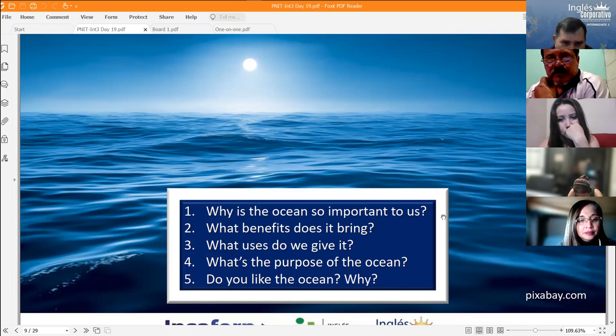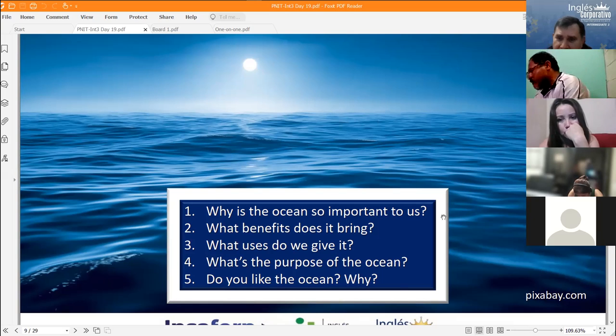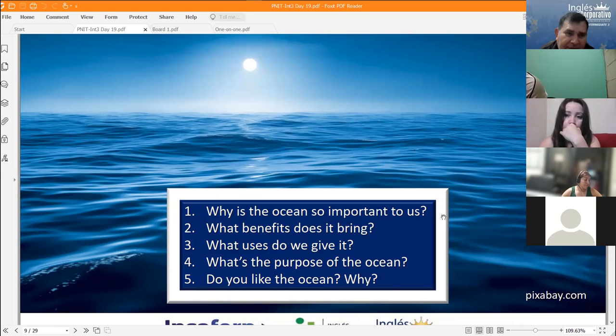Yes, it's true. Okay, the ocean brings a benefit in that it keeps the balance of the temperature of the world, right? For example, the cold water from the north travels south, and the warm water from the south travels north. So the ocean keeps the balance of the temperature of the planet. Okay, so that is important.